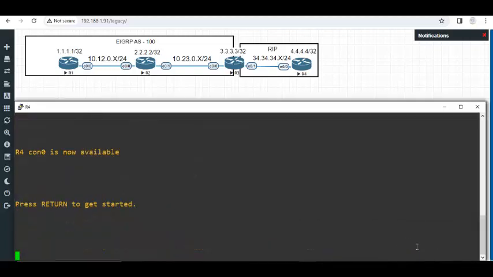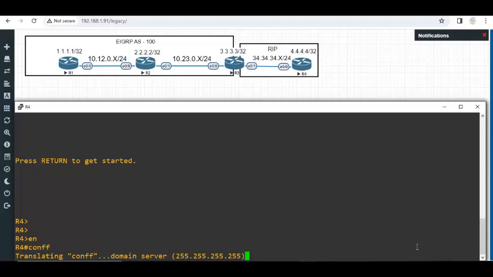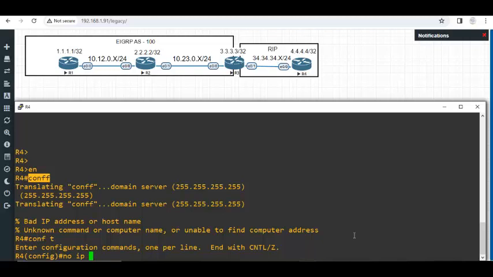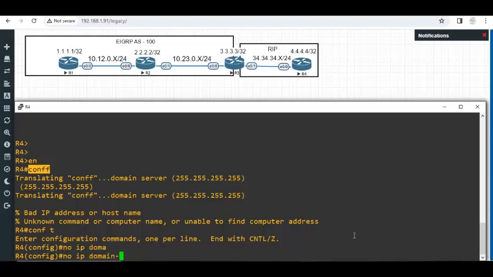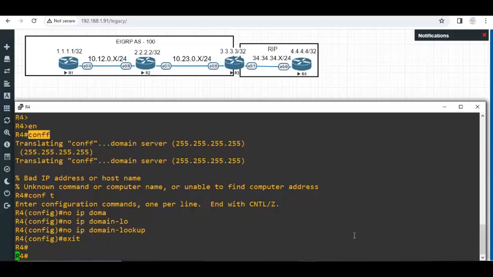Okay. See, if you don't want to see, I'm going to make the same mistake again. It won't make me wait like this. For that, you need to say no IP domain lookup. Now let's make the same mistake. CONFF. You see, immediately it came out. You understand?